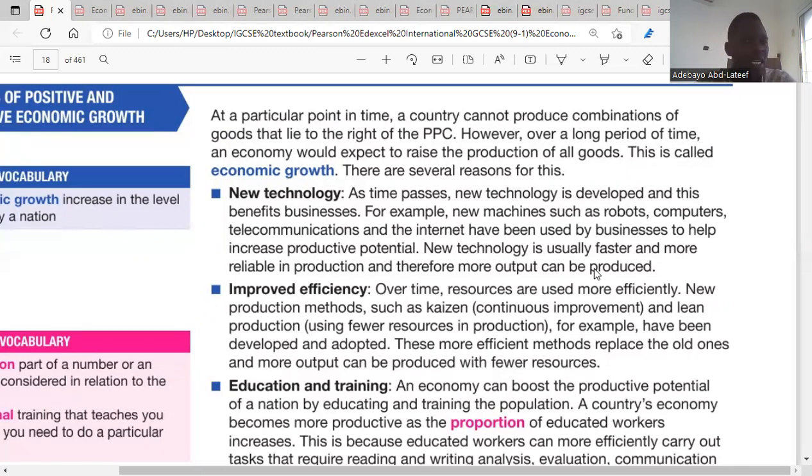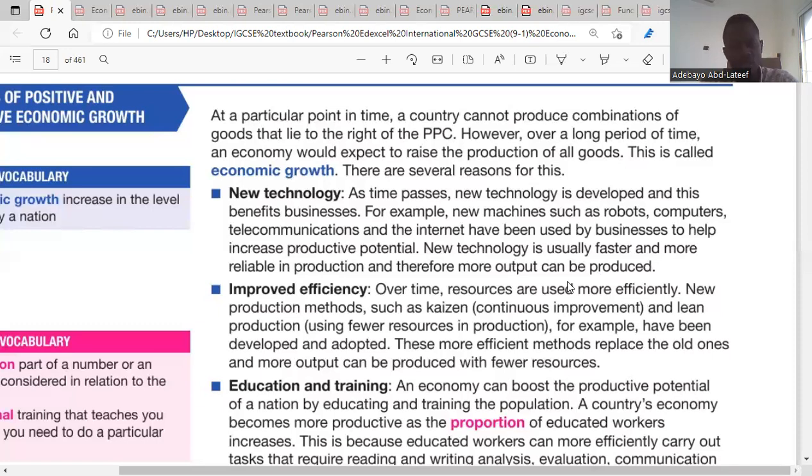But over time, in the long run, we would try as an economy, as a country, to increase our output. If we successfully do that, then there's economic growth. I think that is clear. So, how do we get into economic growth? What are the reasons? What are the factors that would enable us to have an increase in output?